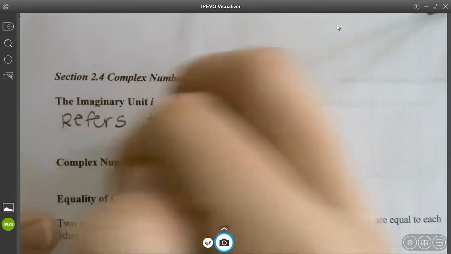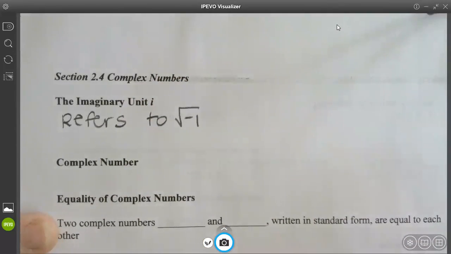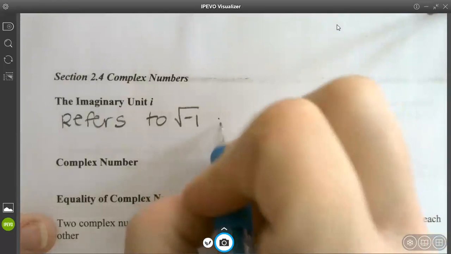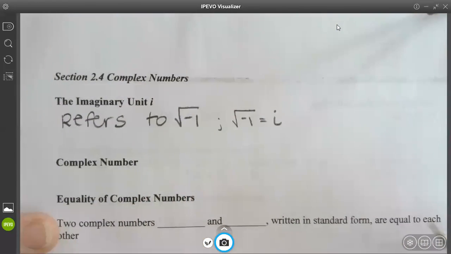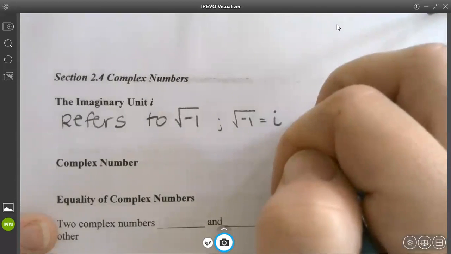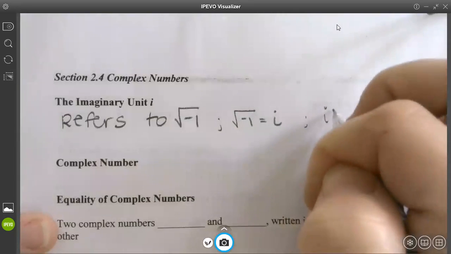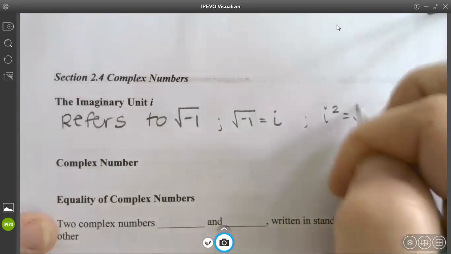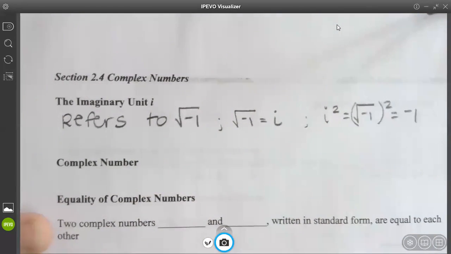It refers to the square root of -1. The square root of -1 is equal to i. And then i squared is going to equal the square root of -1 squared, or just -1.